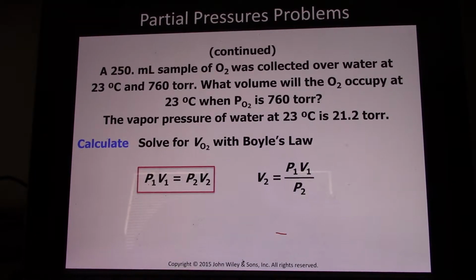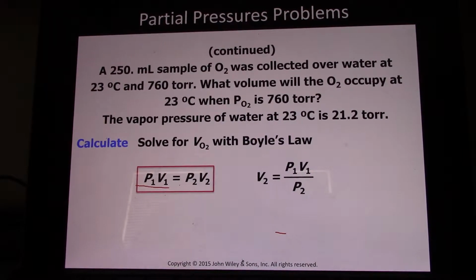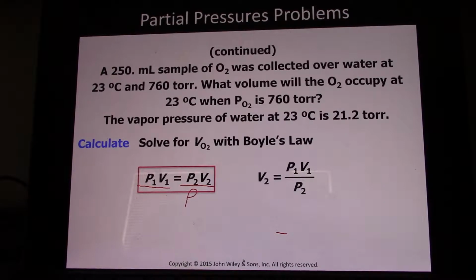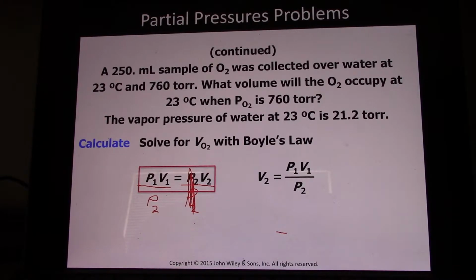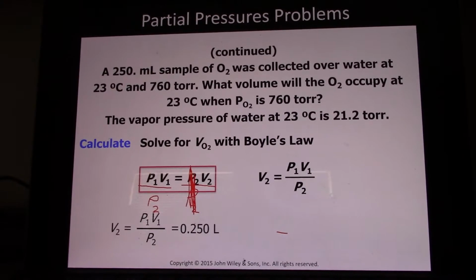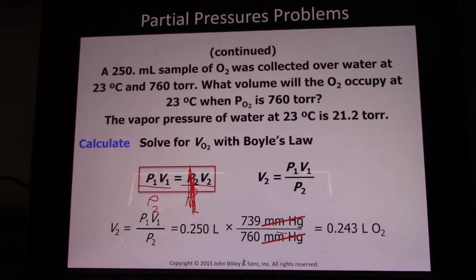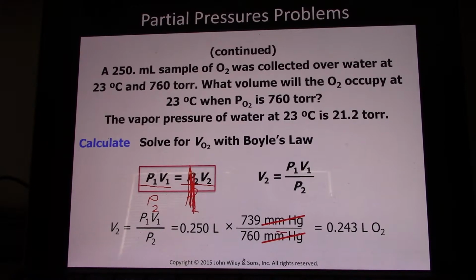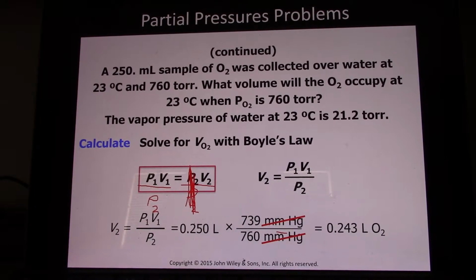So we use Boyle's law to solve for the final volume. Again, to solve for V2, we divide each side by P2. P2 divided by P2 is 1, giving us our answer of 0.243 liters, or 243 milliliters. And so the volume goes down 7 milliliters. If we had separated the oxygen, the water vapor would be taking up 7 milliliters.